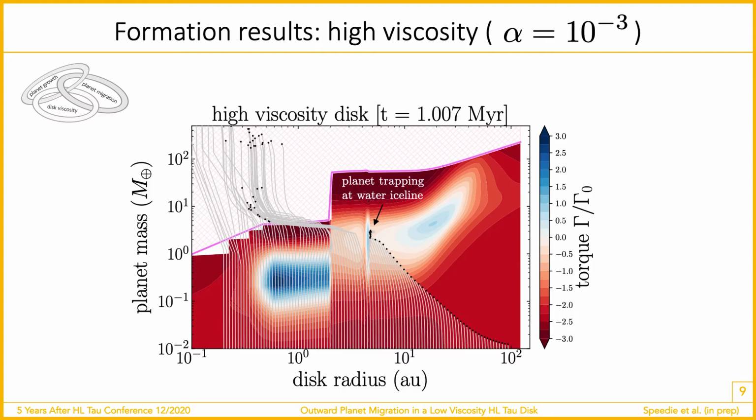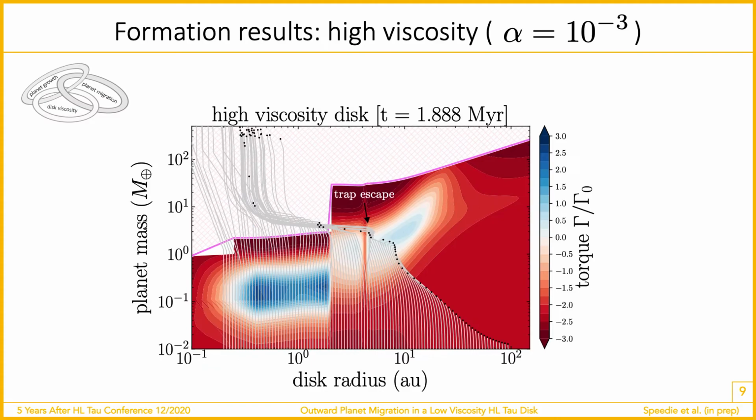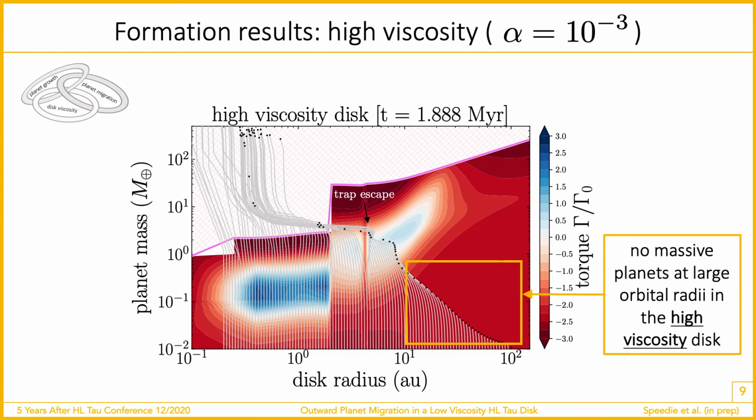So if you've ever wondered what planet trapping at the water ice line looks like, this is it. We also see that planets escape the water ice line trap. But the key result I want to focus on in this talk is that for a high disk viscosity, alpha of 10 to the minus 3, we do not form massive planets at large orbital radii. And this is a consequence of the two barriers that I discussed earlier on. Higher viscosity leads to a depletion of the column density in the outer disk, and the torque on the planets in that region is entirely inward.